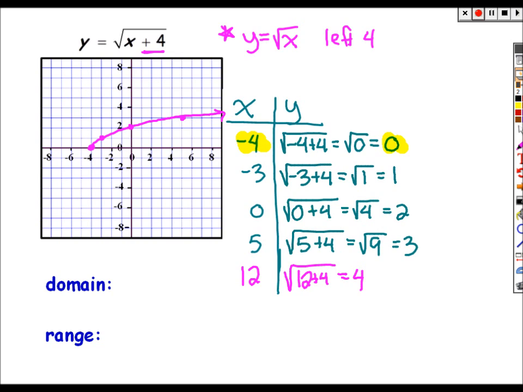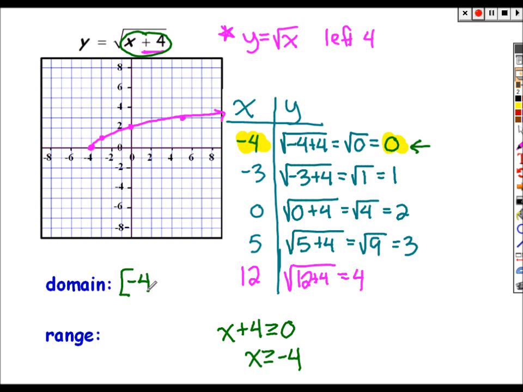Now my domain, well, okay, whatever's under the square root can be greater than or equal to 0. So x plus 4 can be greater than or equal to 0. That means x is greater than or equal to negative 4. And yep, that looked like the smallest number that I could input. That gave me out 0 under the radical sign. So smallest number I could input is negative 4.